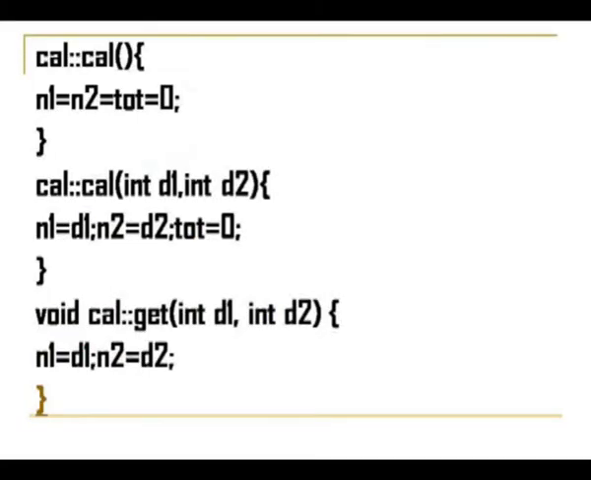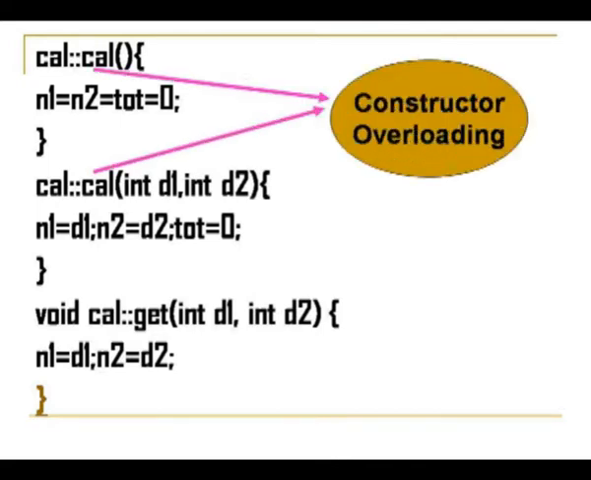We have 3 member functions here: get, summing up and displaying of the result. So, here we have the constructor overloading which we have seen. Now, we are going to see the definition of the member function get. So, in get again you have 2 arguments, you are initializing them and assigning them to n1 and n2.